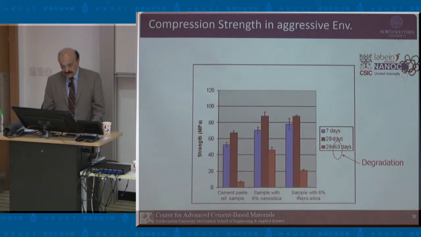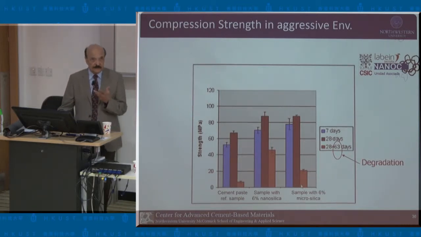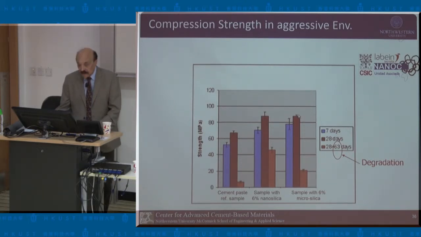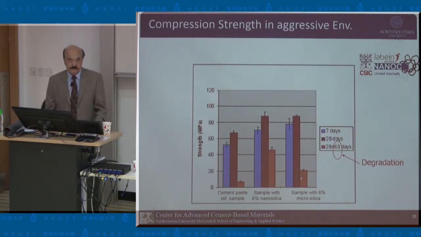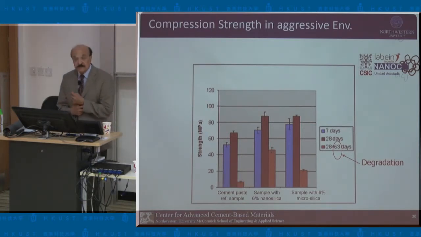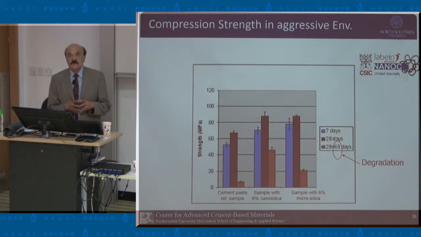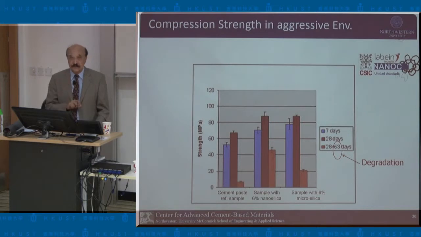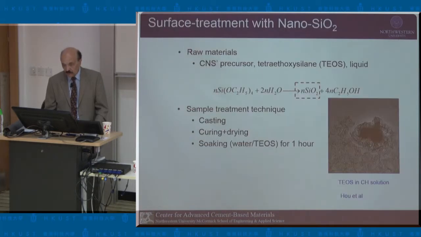Now here we have 6% of silica fume or microsilica. Certainly compared to plain cement, you have a higher 28-day strength. Strength drop. But in the middle, same amount of nanosilica. And you notice that the degradation is much less, certainly compared to plain cement, but also compared to microsilica. Although they both are silica chemically, nanosilica reacts differently than microsilica. And we'll come back to that slightly later on.